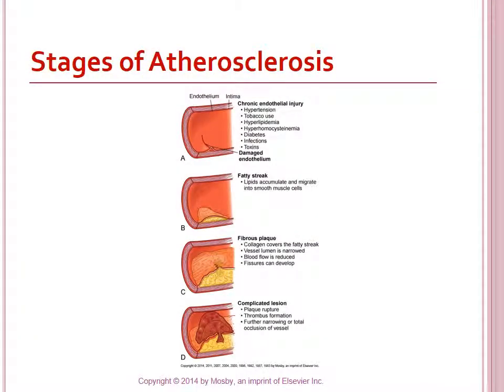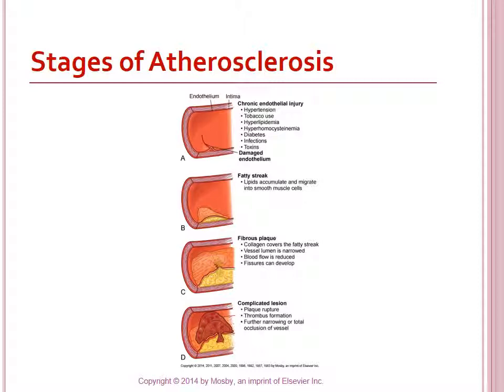So there are different stages of atherosclerosis. In figure A, the endothelium, which is the inner lining of the vessel wall, is normally non-reactive to platelets and leukocytes, as well as coagulation, fibrinolytic, and complement factors. However, the endothelial lining can be injured as a result of tobacco use, hyperlipidemia, hypertension, toxins, diabetes, and infection, causing a local inflammatory response.